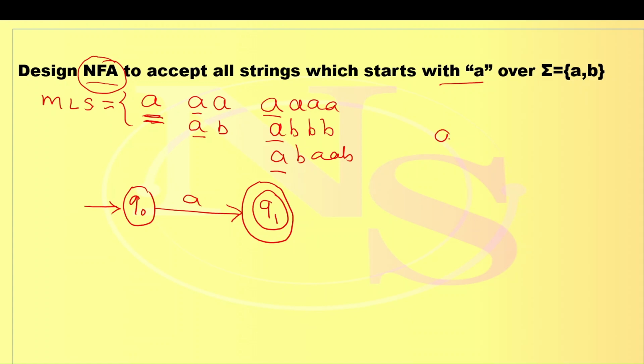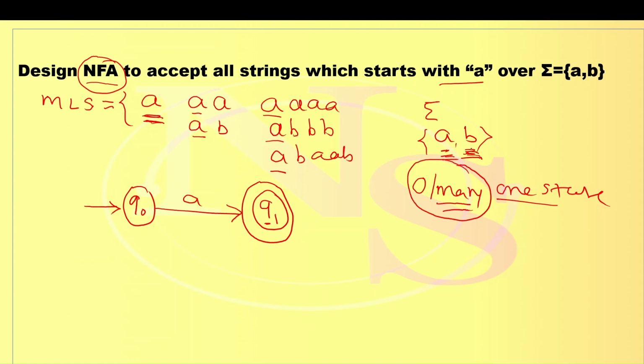What does the non-deterministic property say? If sigma consists of A, B, then there may be zero or many transitions from one state for A as well as for B. So it is not mandatory to have a transition for A from each state, or there may be more than one transition for A from one state. Similarly, there may not be a transition from another state, for example here Q1 for symbol B, or there may be more than one transition for symbol B. So there may be zero or many transitions for each symbol in the case of the non-deterministic property.